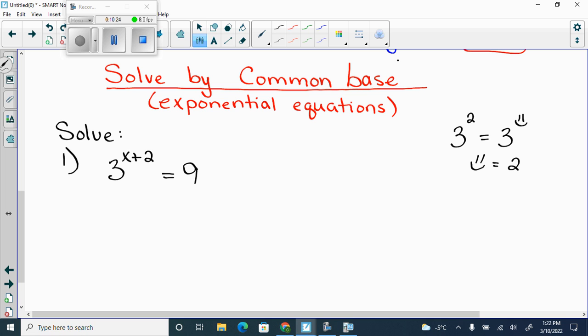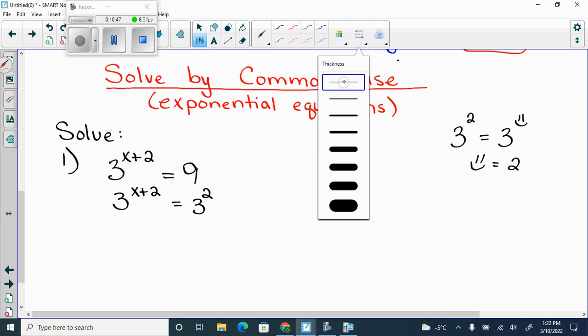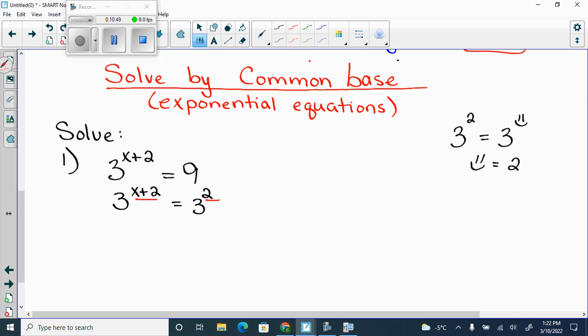So we're going to get 3 to the x plus 2 equals 3 to the 2. We agree? 9 is 3 squared. Now if they're the same base, what can I say after this point? The exponents should be equal. So what am I saying? I'm saying that this should equal this. So I'm going to say that x plus 2 equals 2. And then I just have to solve. Minus 2, x equals 0.